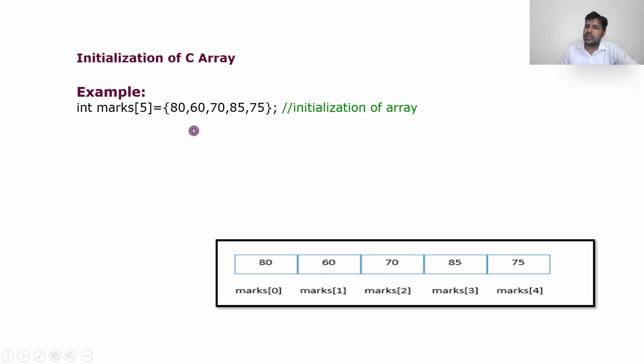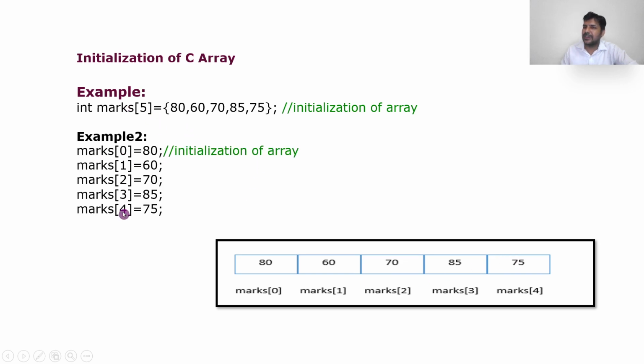You can also write another way. Individually you can take marks[0] is equal to 80, marks[1] is equal to 60, marks[2] is equal to 70, marks[3] is equal to 85, marks[4] is equal to 75. This is how different ways of initialization of data work. Or you can also use cin. In the C language you can use scanf, in C++ you can use cin, with the help of a loop, to insert the data.